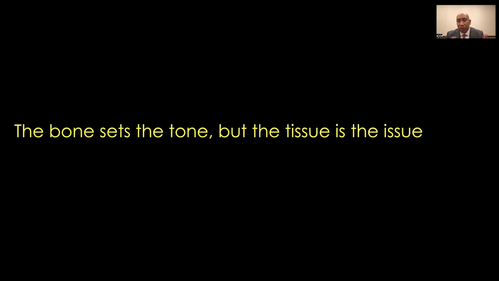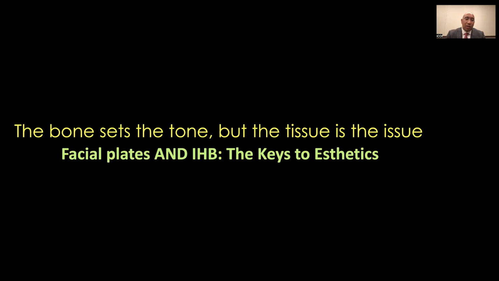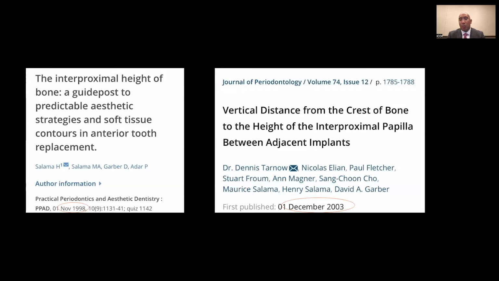So let's just remember the old adage in implant surgery, which is the bone sets the tone, but the tissue is the issue. So we need to really focus on facial plates and the interproximal height of bone. Those are the keys to aesthetics. The IHB, the interproximal height of bone, they started looking at that in the 90s after we started to observe tissue behavior around immediate implants.